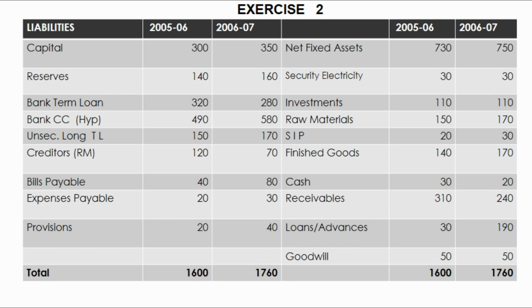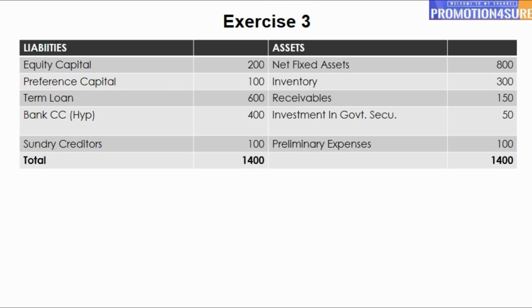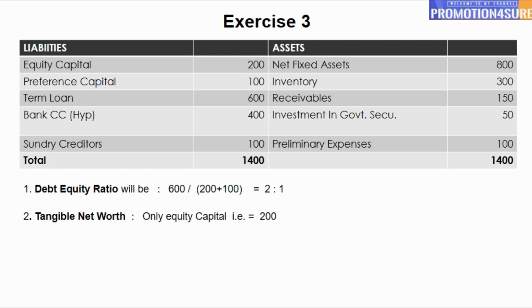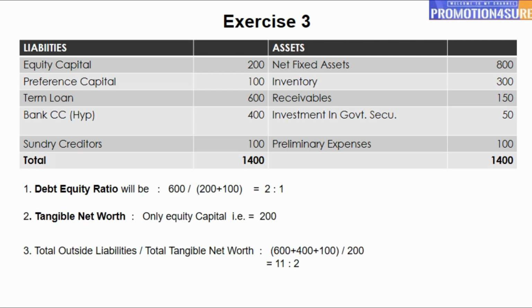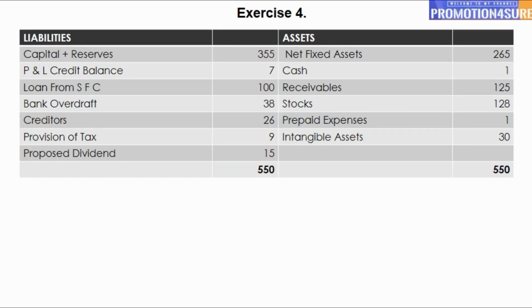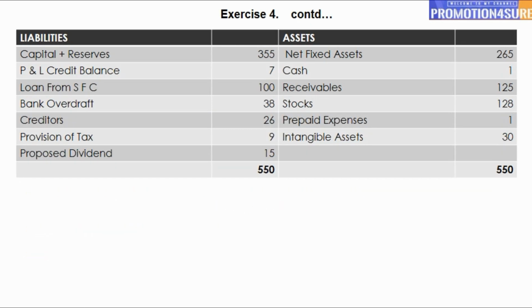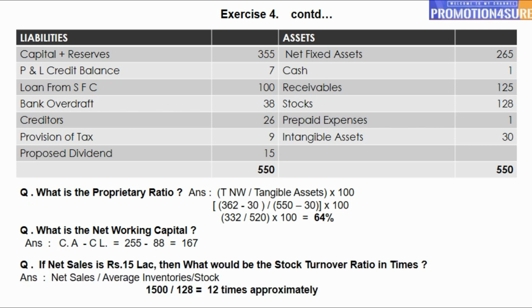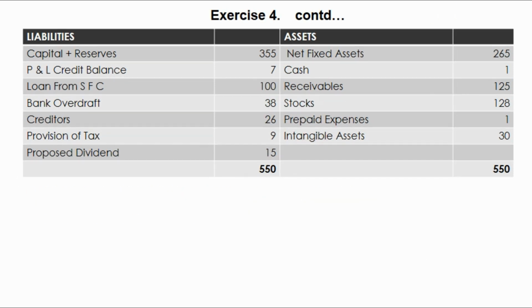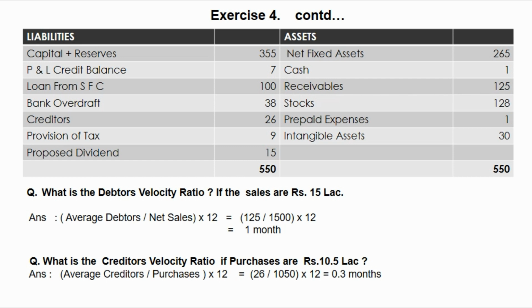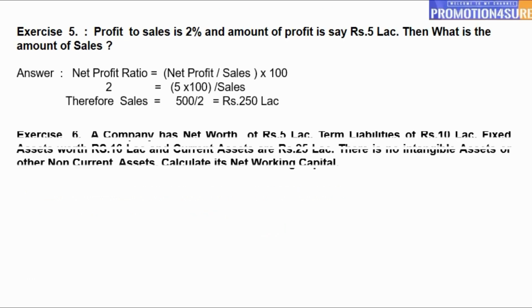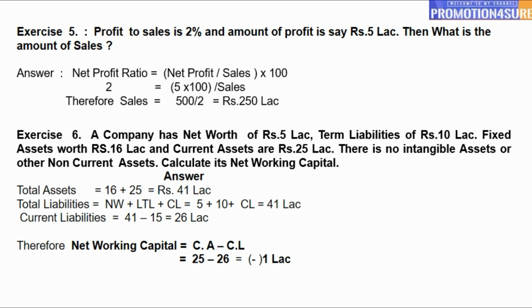So this one exercise will give you the exercise for the entire set of questions which we have learned: debt equity ratio, tangible net worth, total outside liability divided by total tangible net worth. These are the things which you can calculate. Current ratio. Okay, you can quickly go through it. You can pause the video, you can do the exercise, and you can get the results as well. You can pause the video, you can see how you can do these questions.